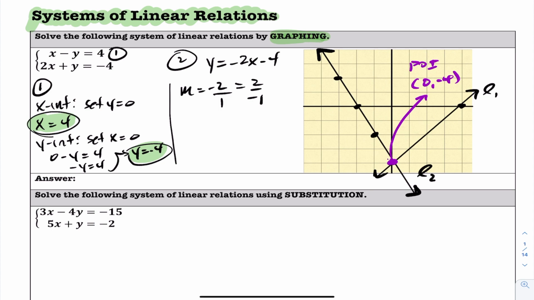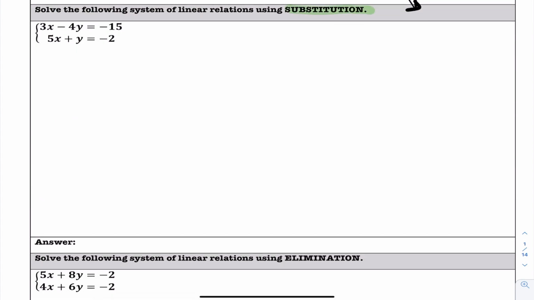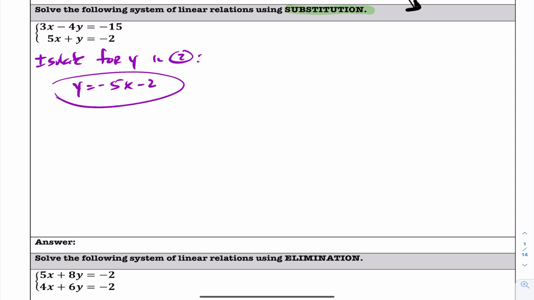All right, let's take a look at solving using substitution. To solve using the substitution method, you pick a variable to isolate for. What I'm going to do, I'm going to isolate for y in equation 2, in which case I get y equals negative 5x minus 2. I'm going to then sub y equals negative 5x minus 2 into equation 1.